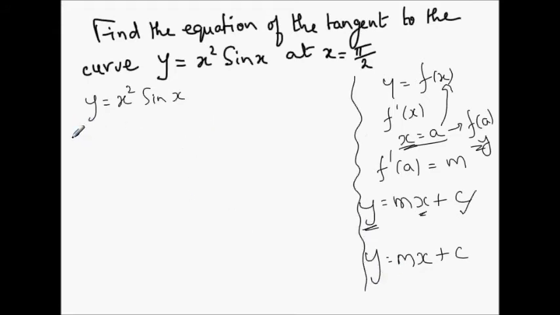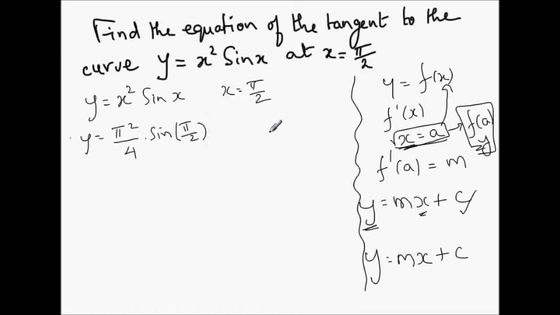Let's do the same thing here. So the question is at x equal to pi over 2. So you are given x equal to a. Now find the corresponding y value. When you substitute pi over 2 here, this is pi squared over 4 sin pi over 2, and we know that sin pi over 2 is 1. Therefore, this is pi squared over 4. Therefore, the points that we are going to consider are these x and y points. That's what I'm going to substitute when I'm going to find c.